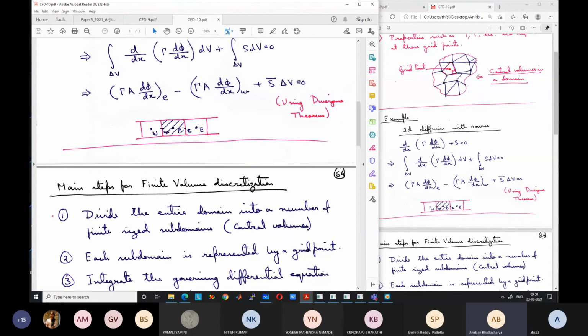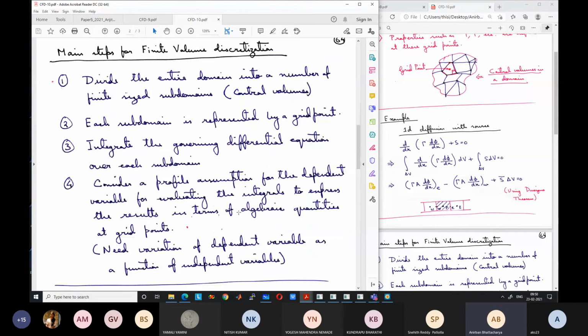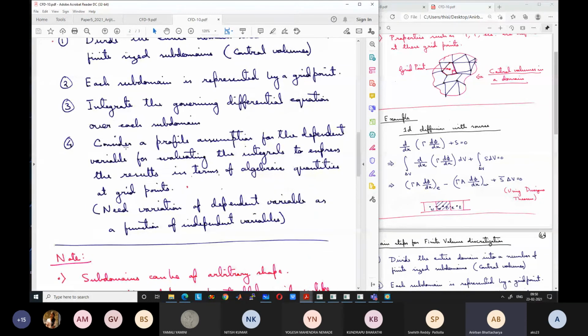Okay, I will take step function. Whatever your assumption is, you can take. So this step is known as taking a profile assumption. So we have to consider a profile assumption for the dependent variable. And why is this required?